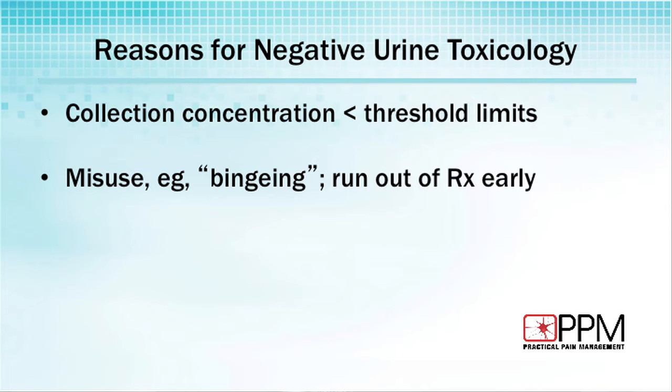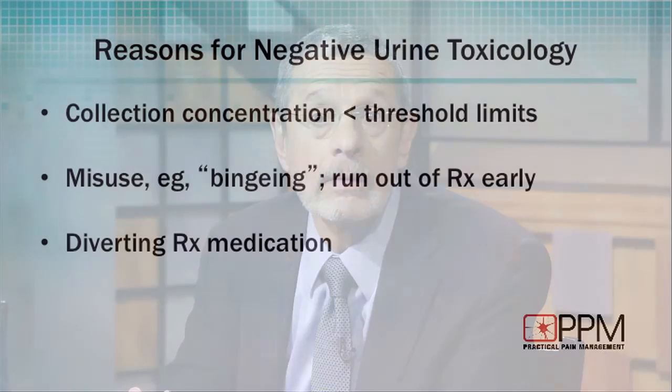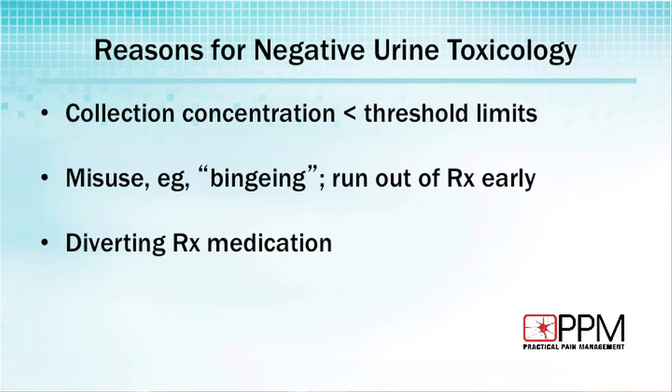Also, a reason for a negative urine could be binging, running out of the prescription early. But there could be other more benign reasons for running out of the medicine early or not having it. Maybe the patient only had half the prescription dispensed by the pharmacy because they couldn't afford the full prescription. Either they didn't have insurance, had poor insurance, or were in the donut hole of Medicare. Obviously, diverting the medication could be a reason for a true negative urine toxicology.